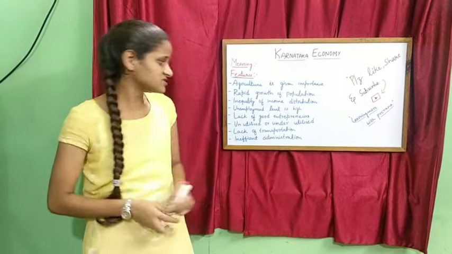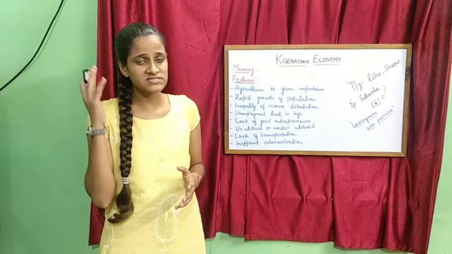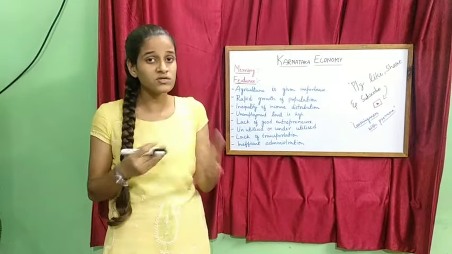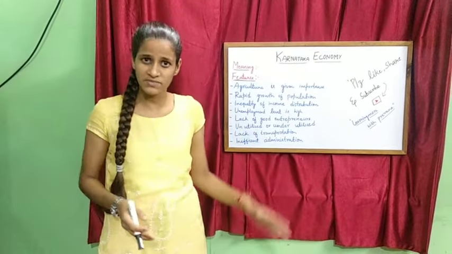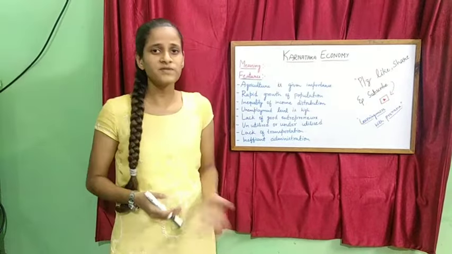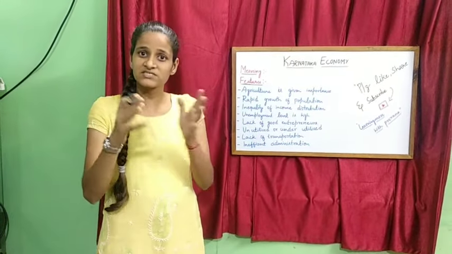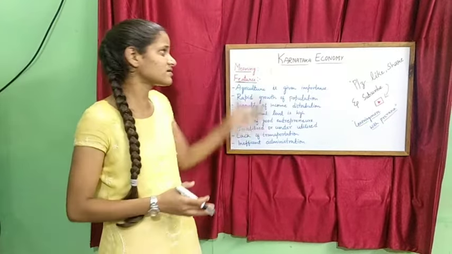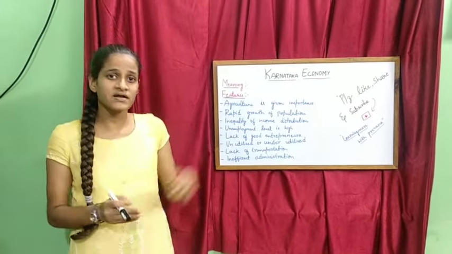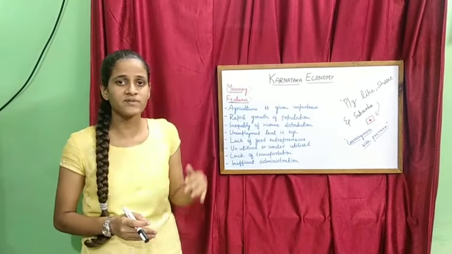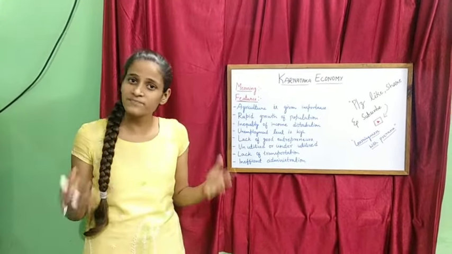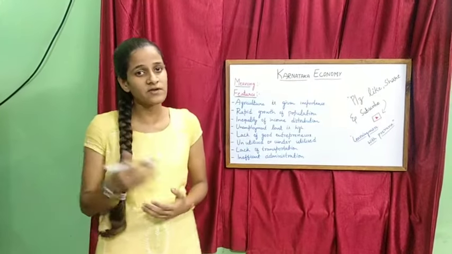Next, insufficient administration. The administration is very corrupt. If you pay money, the work will be done as soon as possible, and if you do not pay, your work will be delayed. Due to corruption and bureaucrats, many problems happen. If the administration works properly, the Karnataka economy, or any country's economy, will develop and will not remain underdeveloped. It will become a developed economy, helping us become a nation with a developed economy.